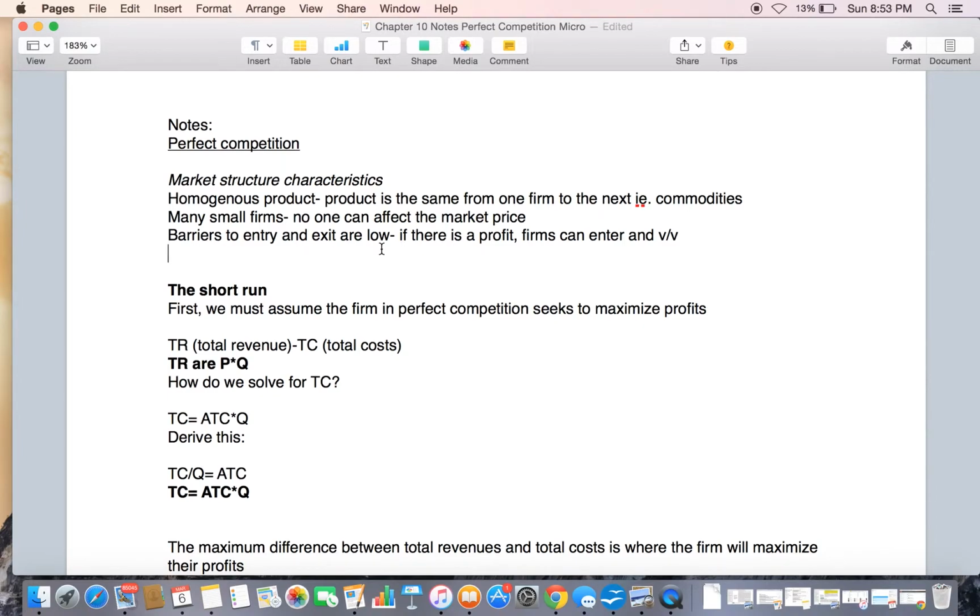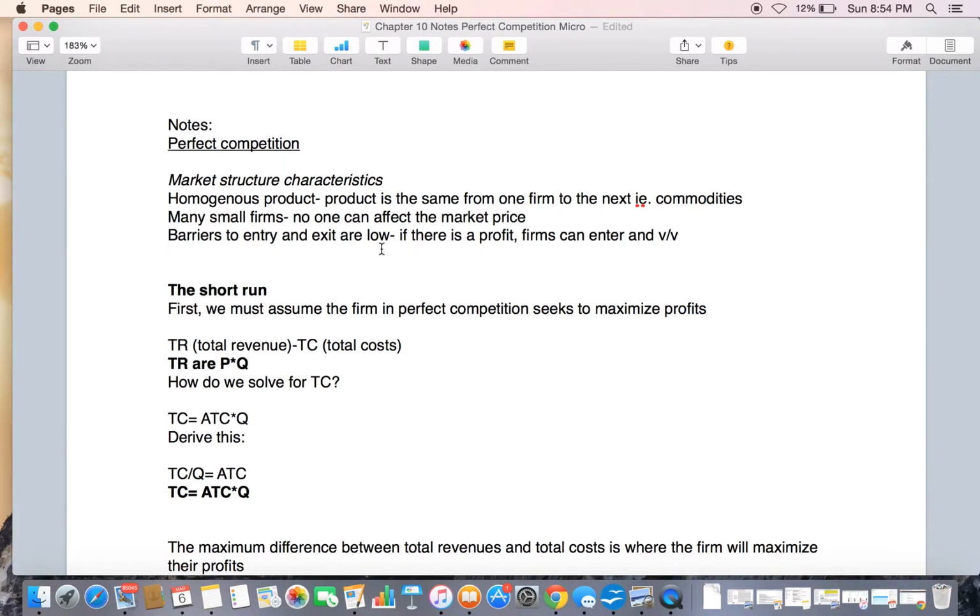Okay, so we're going to look at the perfectly competitive firm from the short run perspective. And what we need to assume first is that the firm in perfect competition will seek to maximize profits. They will maximize profits where the difference between their total revenue and total cost is greatest. We compute total revenue as price times quantity, but how do we solve for total costs? I know that the book told you that total cost equals average total cost times quantity, and we're going to need this information when we look at our graphs which have marginal cost, marginal revenue, and average total cost, because we don't have our total costs on the graph.